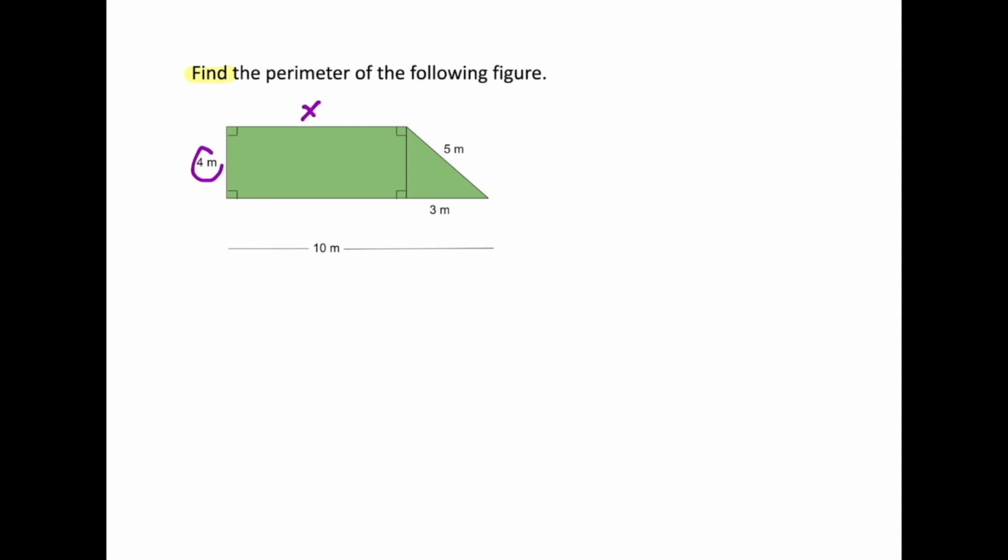We have our 4, we have our 5, and then we know this whole length of this side here is going to be 10. So how can we use the information given to find x? We can take 10 minus 3 to find x. We know x is 7 because since the whole length on the bottom is 10, we can take off the part of the triangle that's not on the rectangle above.